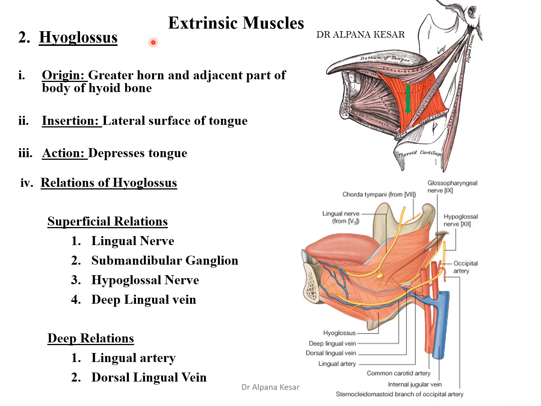Hyoglossus muscle. Hyoglossus muscle takes origin from the hyoid bone. It takes origin from the greater horn and the adjoining parts of the body of hyoid bone. Insertion of hyoglossus muscle is on the lateral surface of the tongue. This muscle is hyoglossus. In this visual, this muscle is hyoglossus. The action of hyoglossus is to depress the tongue.